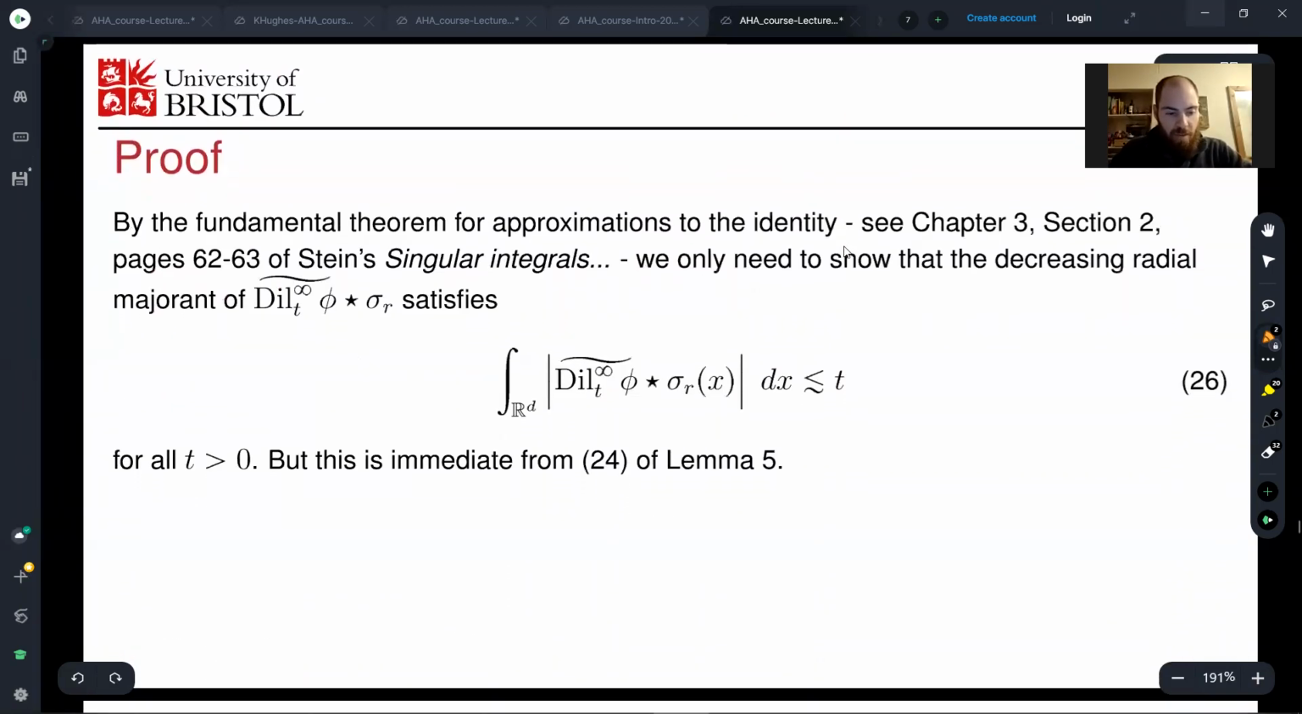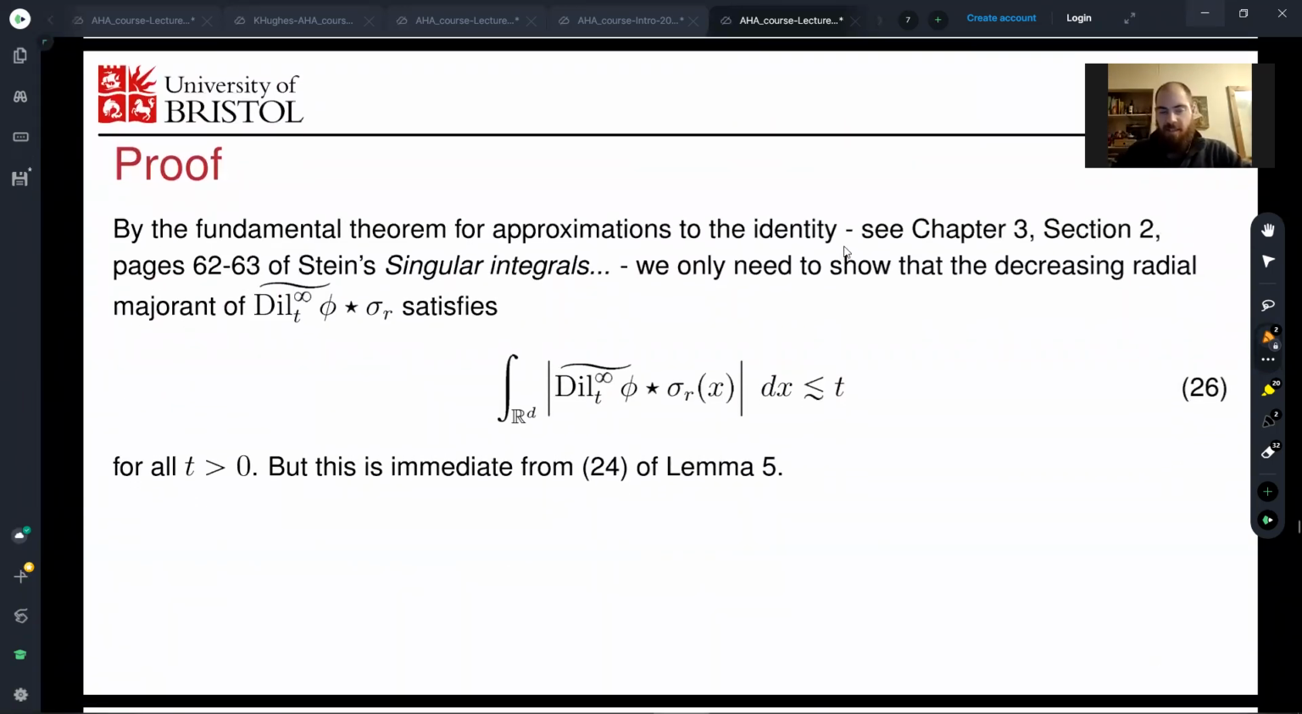And the way we get to apply that lemma is this: for any approximation of the identity, you get to compare it to the Hardy-Littlewood maximal function over balls by an argument that appears in Stein's Singular Integrals. It's not too difficult an argument, but it takes us a bit aside, so I won't really go into it. I'll give you some intuition for why it works.